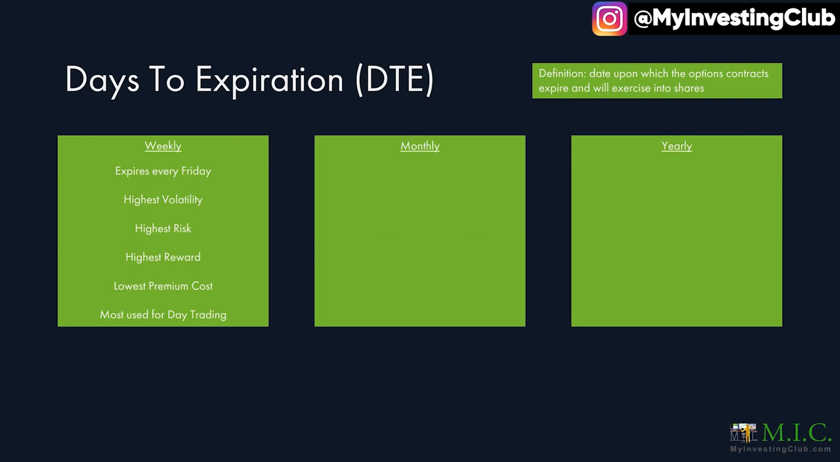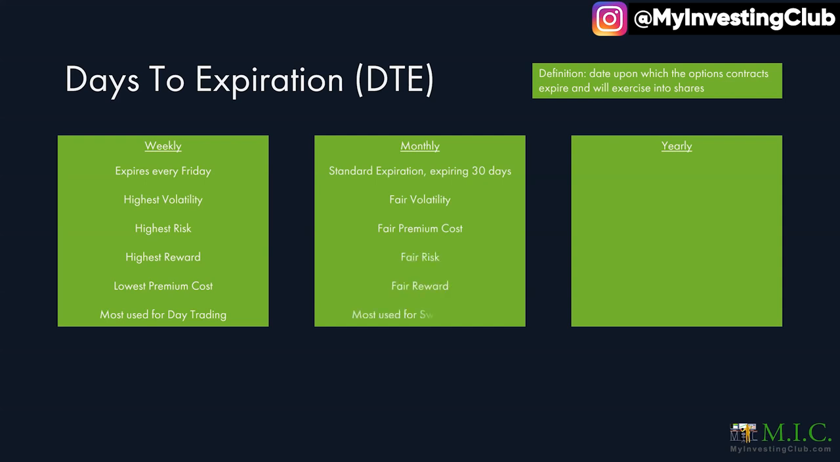And so most commonly we use weekly contracts. We use this week's expiration for day trading. So if our idea is to trade intraday, where we want to buy low intraday and sell high intraday, we're going to use a weekly contract, okay?